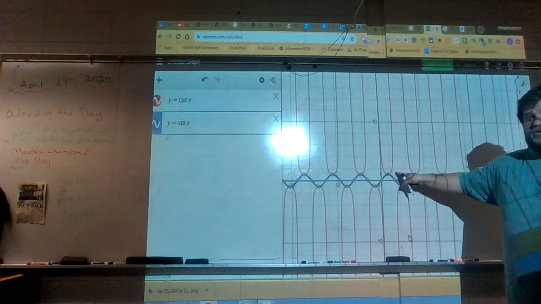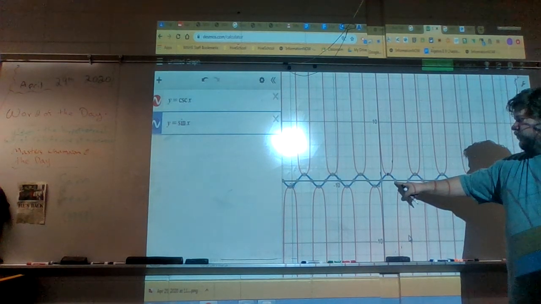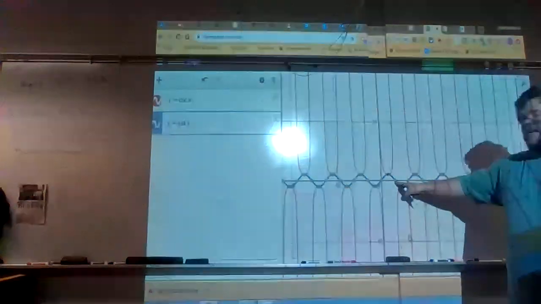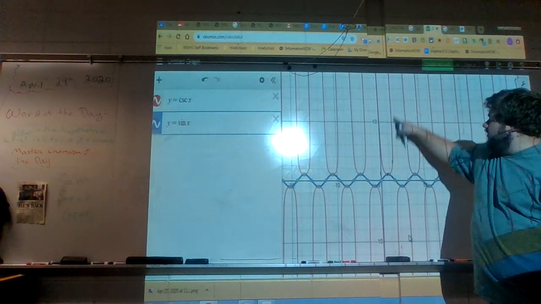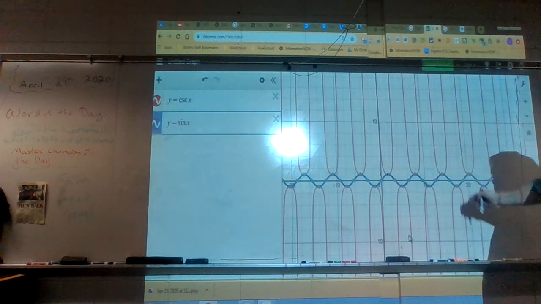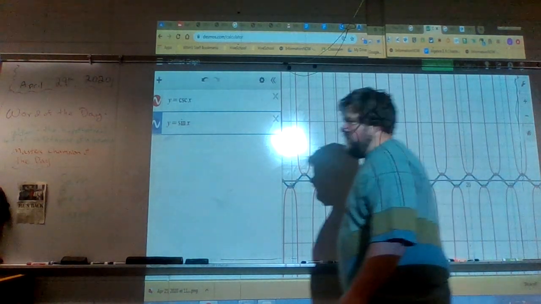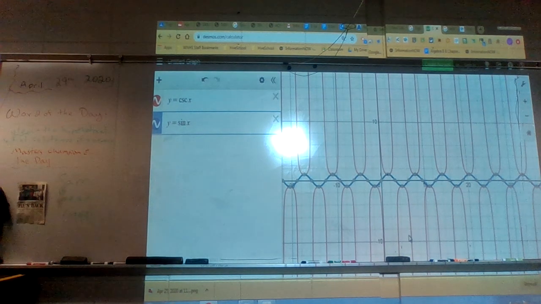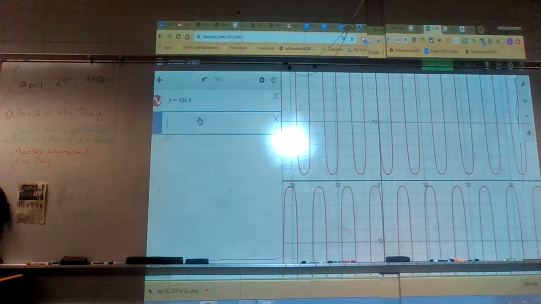Then I can see I got these vertical asymptotes here, because when the sine's 0, 1 divided by 0 is a big problem. So I get this vertical asymptote. And so what I end up with is this shape here that I had for the cosecant. Again, not super important, but the cosecant looks something like this.